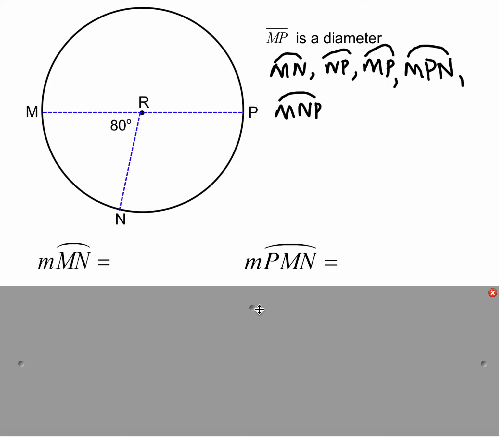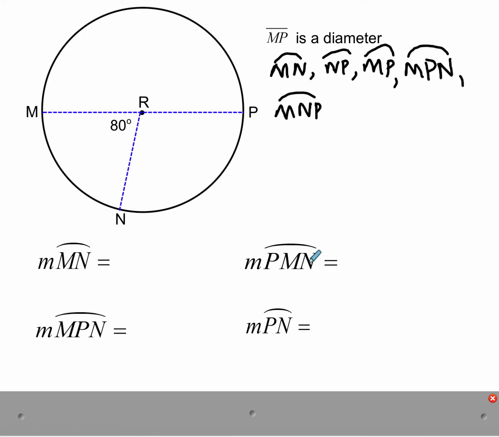And what I want you to do now is go through and try to list the measure of each of these arcs. Remember, the measure of the arc is going to be the same as the central angle. So all you need to do is find the central angle, knowing that a full circle is 360, and whatever that central angle is will be the measure of the arc. So take some time. We already did MN. We already said that the measure of arc MN was 80 degrees. And we already know that MP is the diameter. So take some time and try to fill out what each of the measures of these arcs are. So pause the video and do that now.